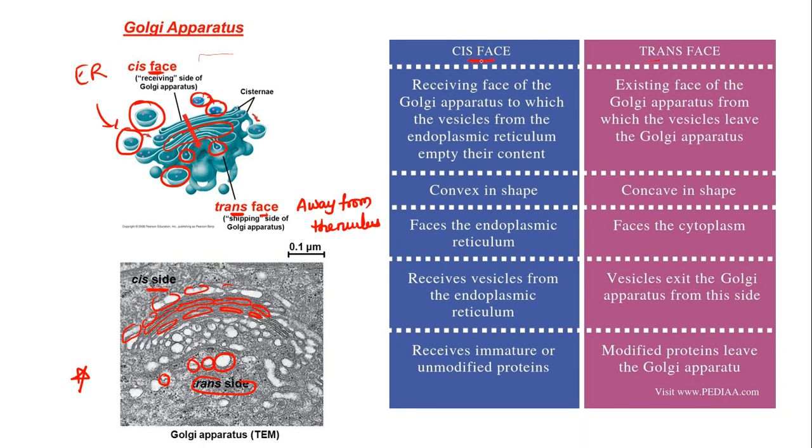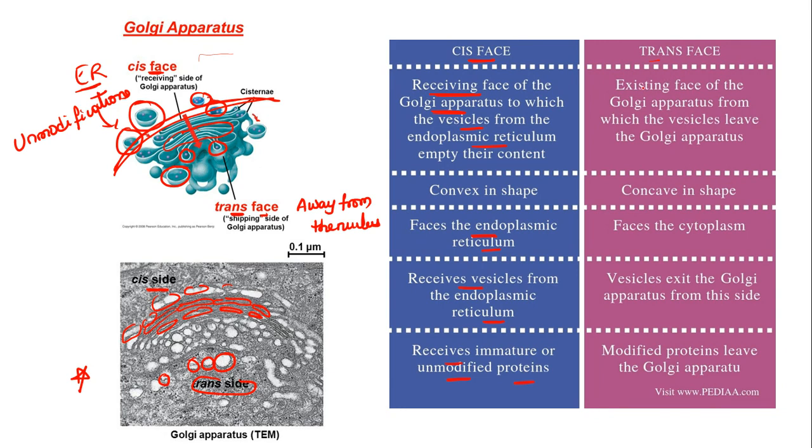So what are the cis phase and trans phase doing? The cis phase is also called the receiving phase of the Golgi apparatus because it receives all the vesicles coming from the endoplasmic reticulum. If you observe, the cis phase is convex in shape. It looks like this, convex in shape, right? It also faces the endoplasmic reticulum. It receives the vesicles from the endoplasmic reticulum. It receives all unmodified proteins. All the proteins coming from the endoplasmic reticulum are unmodified proteins, so modifications still have to happen. Modifications happen in the Golgi complex.